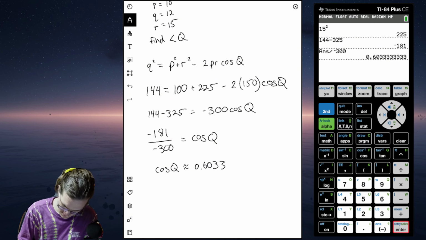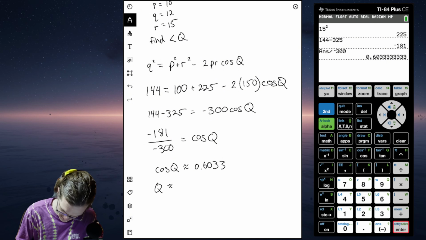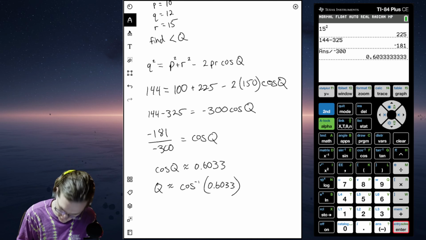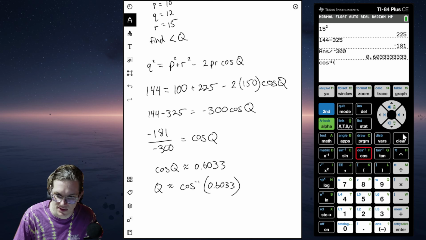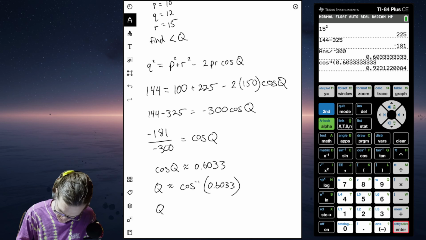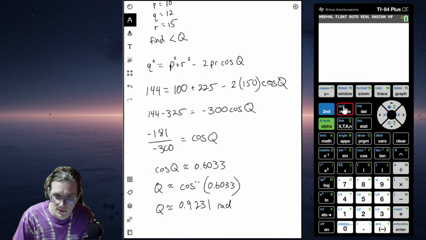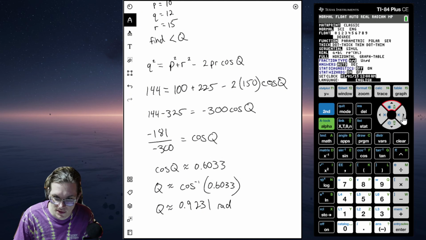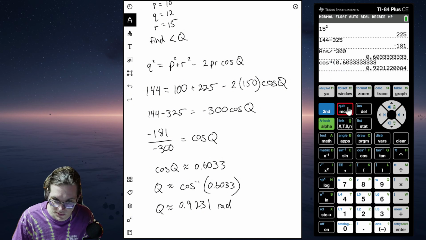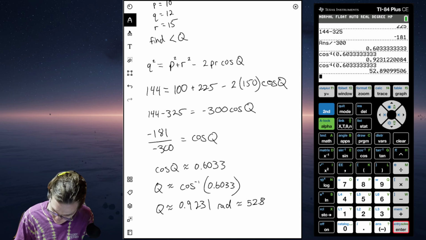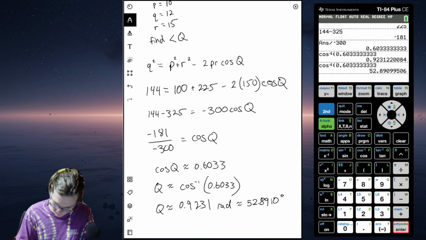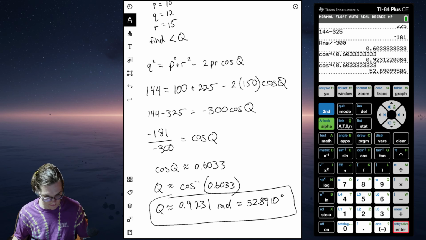And so that means Q is approximately equal to inverse cosine of that number, which we're going to plug straight into the calculator. So Q is approximately equal to 0.9231. I think I left it in radians. So again, make sure you know what mode you're on, so you know what numbers you're reporting. It's also approximately equal to 52.8910 degrees. That's our Q, and that does it.